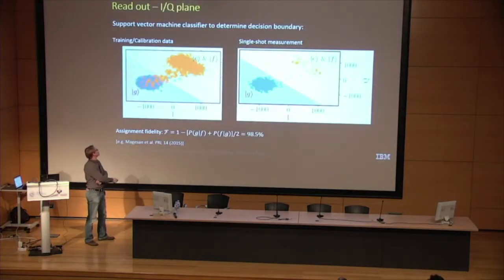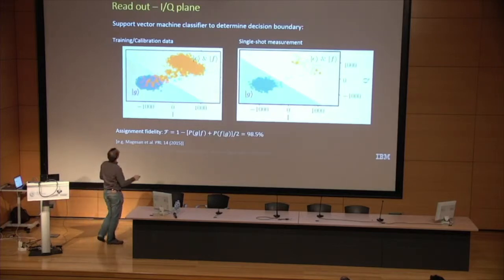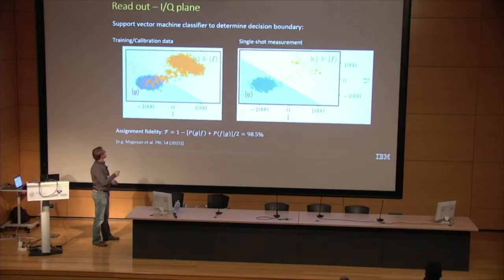And just briefly, what one can do is we train a support vector machine and determine this decision boundary by doing calibration data first. So that means we do several rounds of the experiment where we prepare the qubit in the ground state, giving us these blobs here. Then we repeat the experiment putting the qubit in the excited state and record these blobs here, and use this for training the support vector machine. Then for the real experiment, whenever we find a point in the IQ plane which is in this section here, the qubit is in the ground state, or if it's here, then it was in the excited state.